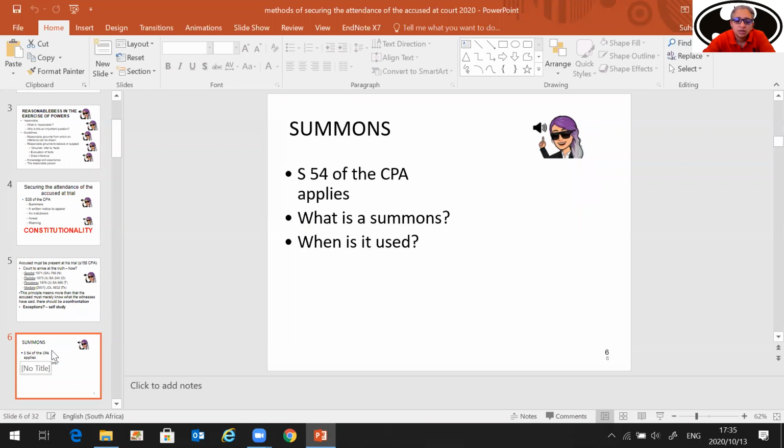Now, a summons is a written order from the court directing that a person who is named in that document appear at court on a certain date and at a certain time. So that's essentially what a summons is. When is it used? It is used, for our purposes, in criminal matters when it's not a very serious crime, or when the risk of an accused person absconding and evading trial is not that high.